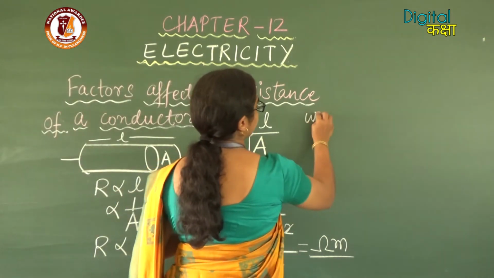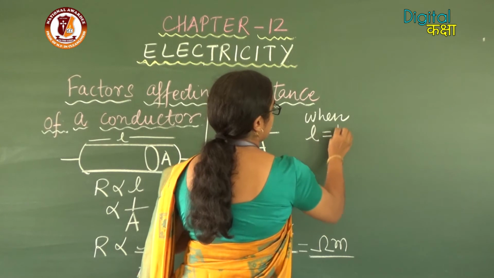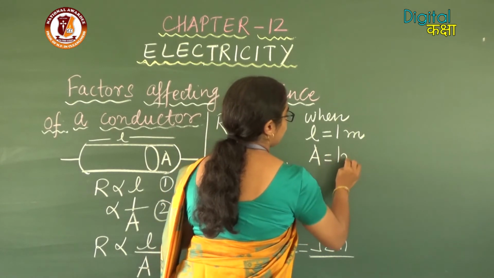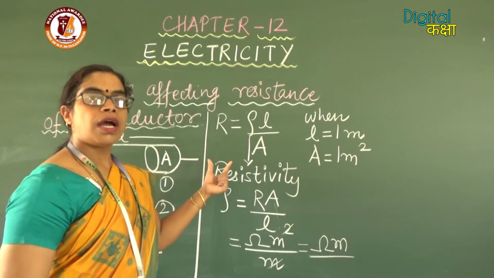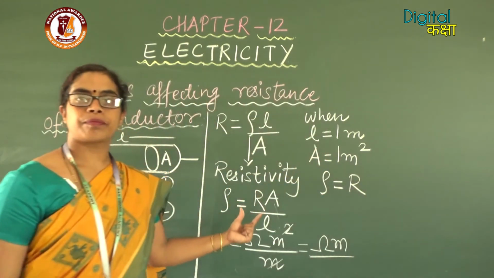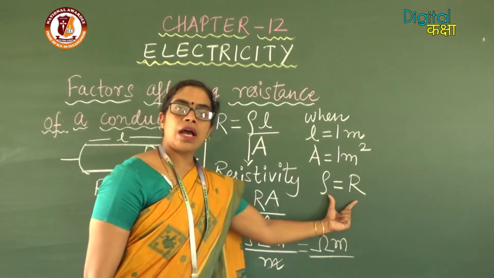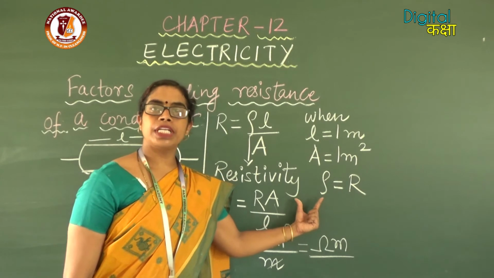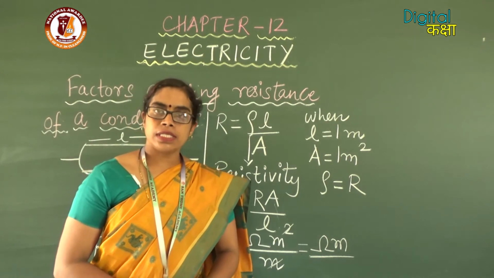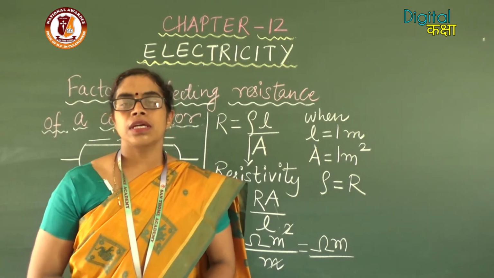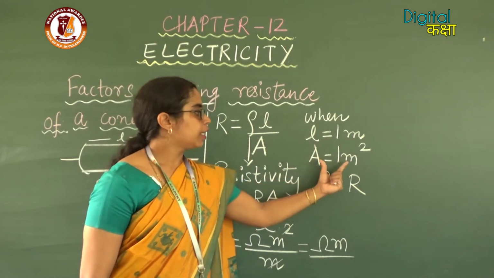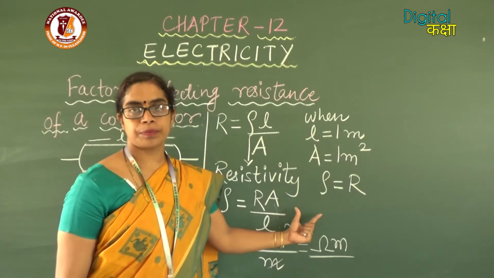In this formula, when I substitute L equal to 1 meter and A equal to 1 meter square, I will get the resistivity equal to the resistance. This relation allows me to get the definition of the physical quantity resistivity. So, resistivity is defined as the resistance of a wire of unit length and unit cross-sectional area.